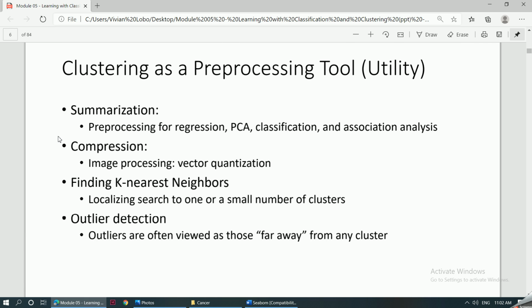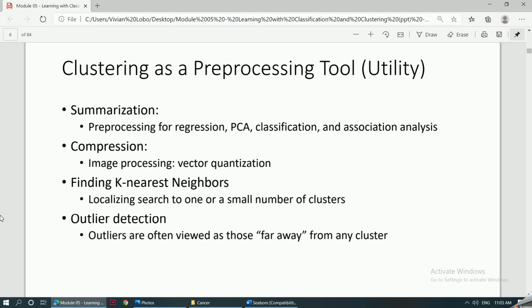Now clustering, when we are talking about it as a pre-processing tool or a utility tool, is used for the following purposes. Summarization. If we want to perform text summarization or document summarization, then clustering plays a major role. For regression also, one of the pre-processing steps followed is clustering. It is used for PCA, principal component analysis. We will take this topic in the upcoming sessions. It is used for classification and association. In image processing, clustering also plays a very important role for compressing the images, which is nothing but vector quantization.